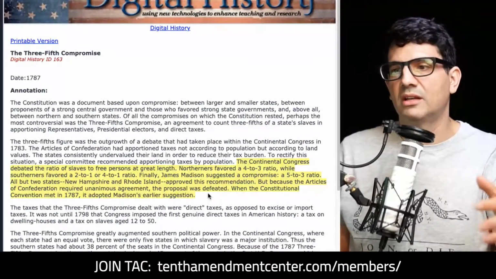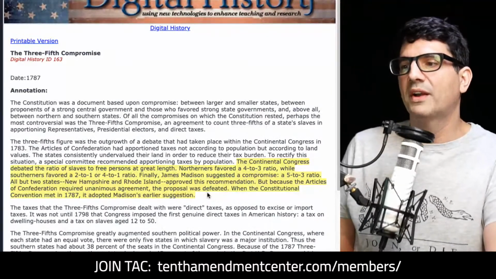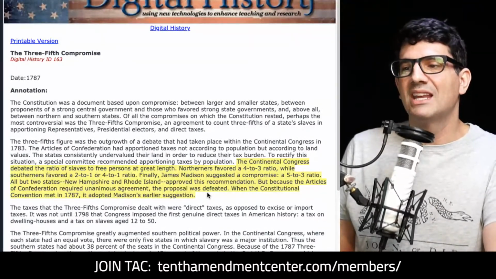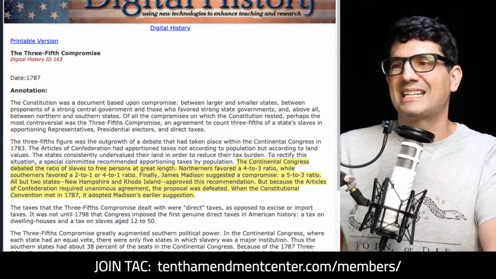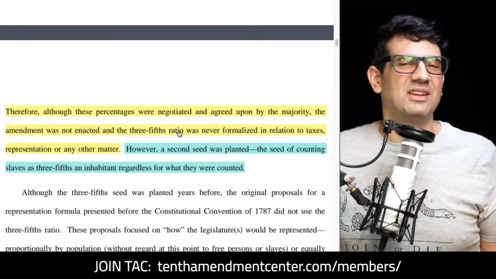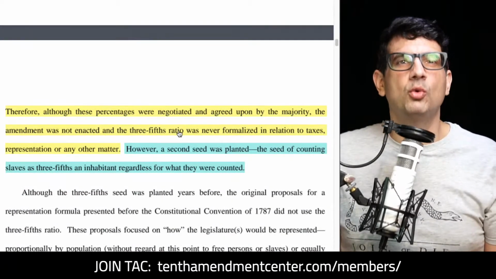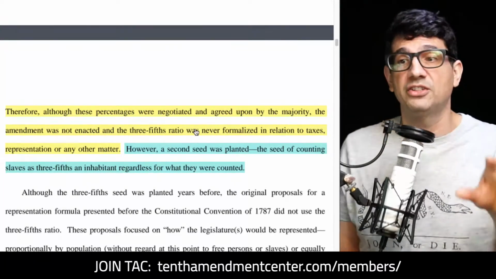So even though all but 2 states approved it, when the Constitutional Convention met in 1787, it ended up adopting Madison's earlier suggestion. But we don't want to just skip right through it, as if all of a sudden it was just something brand new and there was really no discussion about it. There was significant discussion about this in Philadelphia as well.